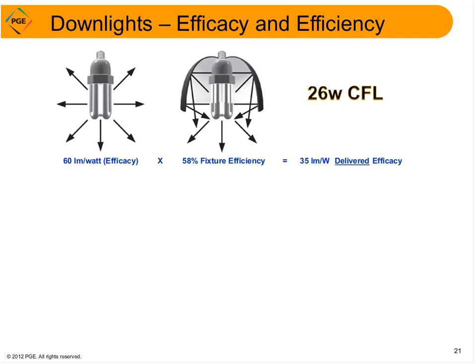So in this example, the CFL is installed in a downlight that is only 58% efficient, which is actually very common. You see a lot of the light just doesn't get out of the light fixtures, just bouncing around in there. Therefore, the delivered lumens is only 35 lumens per watt instead of the original 60 lumens per watt that we had with the bare lamp.